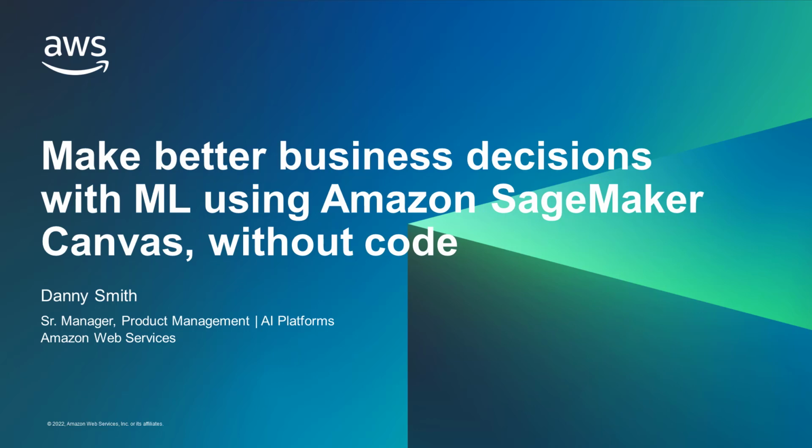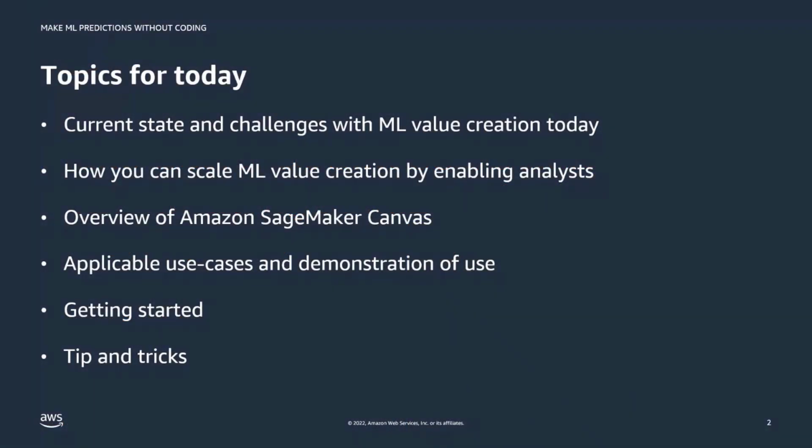So the topics we're going to talk about today: we're going to cover the current state and some challenges with how machine learning value creation starts and progresses. We're going to talk about how we can scale that ML value creation by enabling business analysts. We're going to give you an overview of SageMaker Canvas, including a demonstration of using it to solve one of those business problems, which is where we'll spend most of our time, right? Then I'll cover some getting started and some tips and tricks, and then we'll wrap it up and allow you to ask questions. So let's dive in.